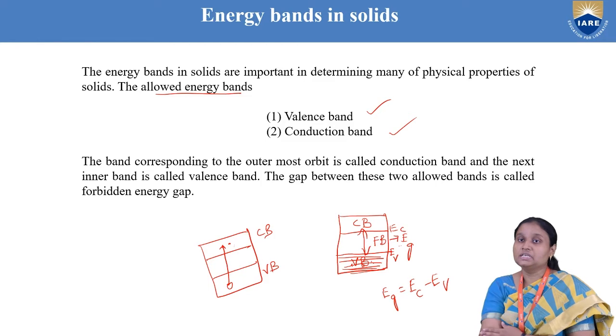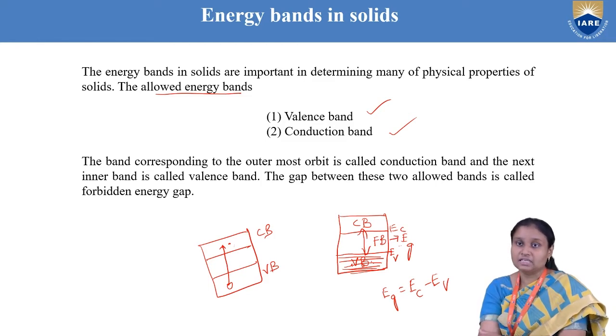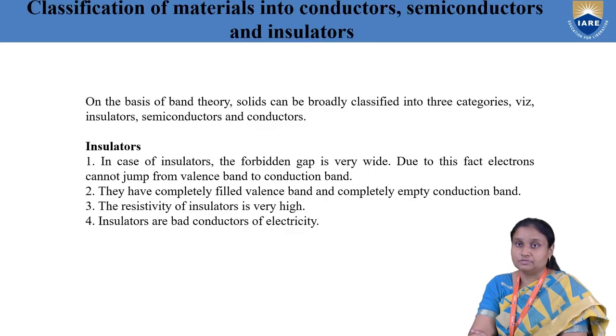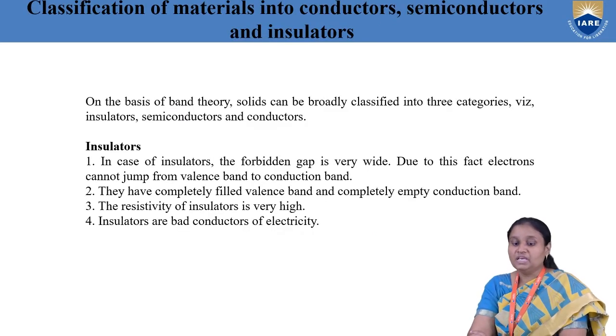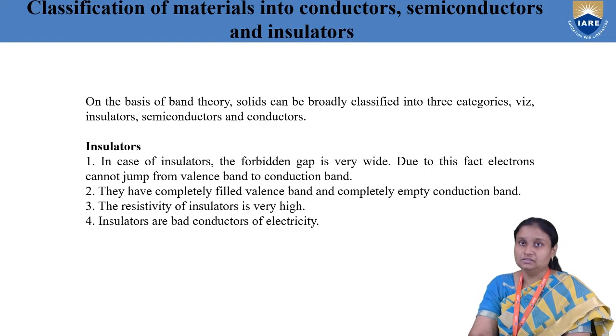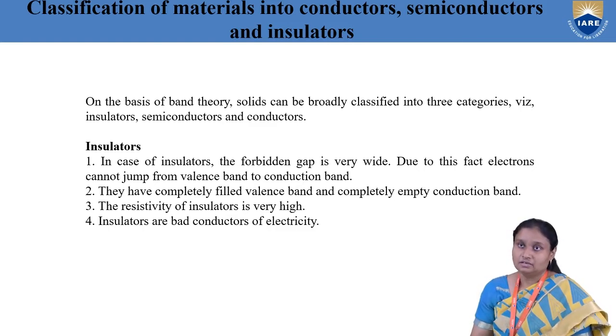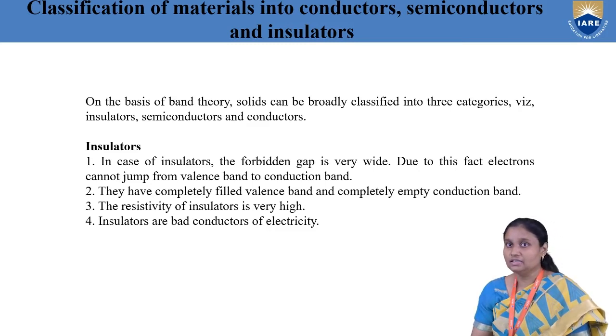Different properties of solids can be considered by taking this energy band diagram. Here we have three bands. Two are allowed energy bands, which are the valence band and conduction band. When an electron is in the valence band, it won't take part in conduction. When an electron is in the conduction band, it will take part in conduction. Now, based on this band theory, we will be able to explain why we have this classification of materials as conductors, semiconductors and insulators.